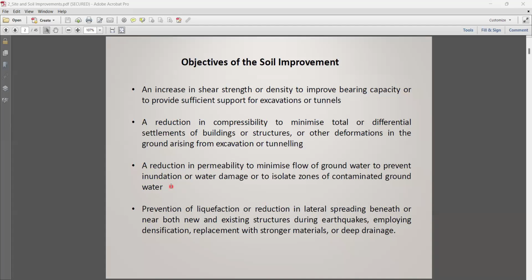And then another objective is prevention of liquefaction or reduction in lateral spreading of new or existing structures during earthquakes, etc. Okay, so I think so far we have discussed only the first one: why we need to improve the soil, or compact the soil simply, to get it ready to make our foundation. But there are some other uses as well.